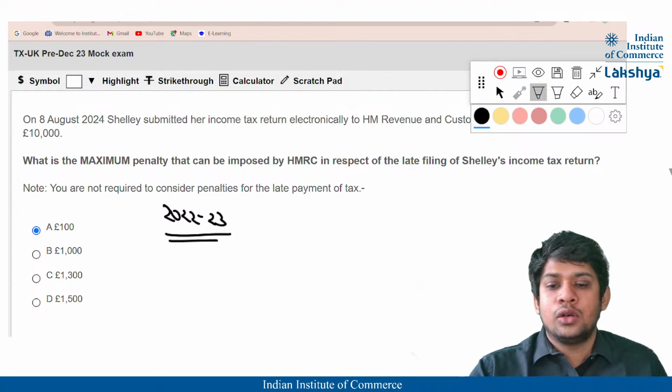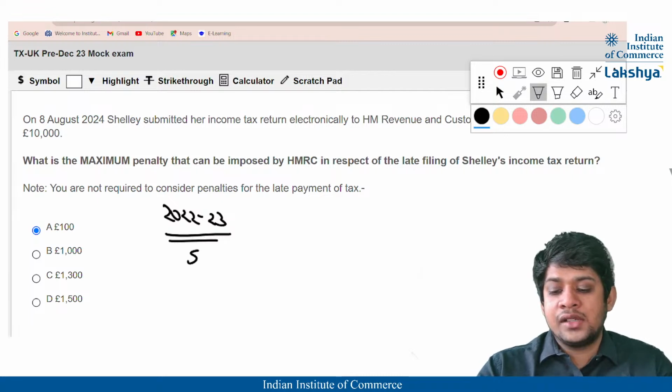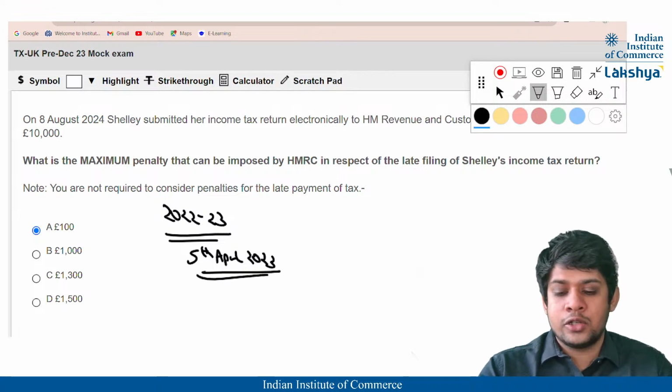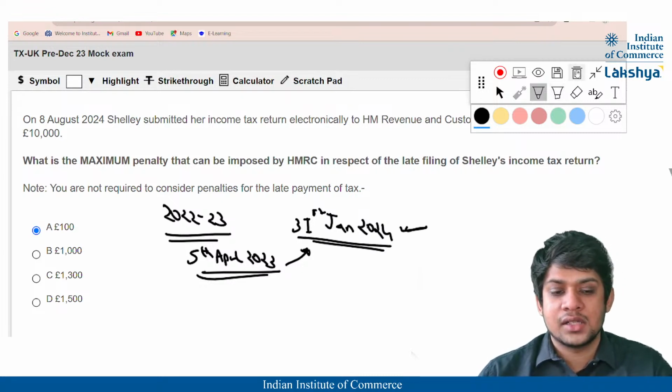Right? So for the tax year 2022-23, her tax period ends on 5th April 2023 and it is an individual. So her return filing date should be the next January. So the January which comes next is 31st January 2024. This should have been her due date for the payment of tax.